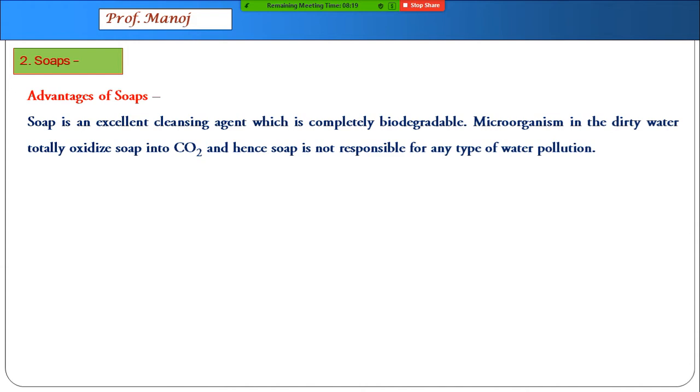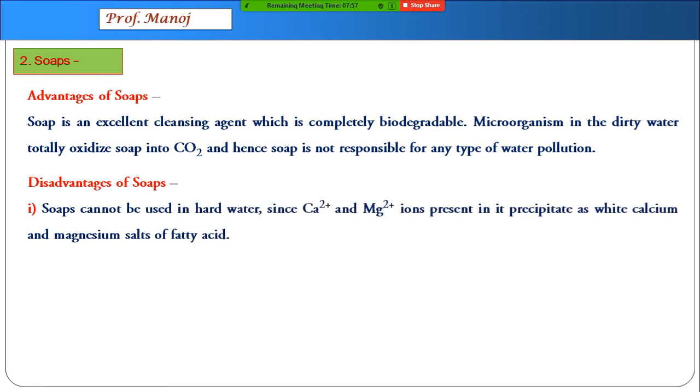What are the advantages? The first most basic advantage is soap is completely biodegradable. Since it is obtained from natural sources, microorganisms can work on them, it can destroy without creating any water pollution. But along with this big advantage, there are one or two disadvantages also.